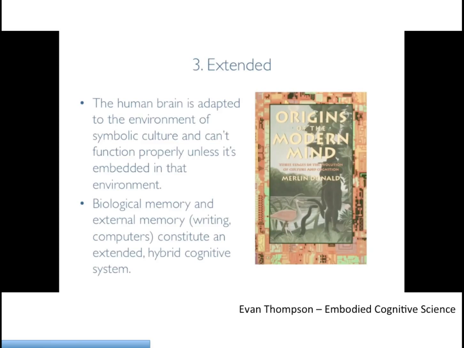Extending that point even further, work by Merlin Donald, he argues in a number of publications, beginning with this book in 1991, that the human brain is a cultural brain in the sense that it's adapted to the environment of symbolic culture. Modern mind here means modern Homo sapiens. So the brain of the Homo sapiens is adapted to the environment of symbolic culture. It can't function properly unless it's embedded in that environment. And he talks about biological memory and external memory, say in the form of writing, or now for us with computer technologies, that constitutes an extended hybrid cognitive system. So what counts as memory is not just what's in the head, it's a feature of an extended system that's culturally embedded and culturally constituted.